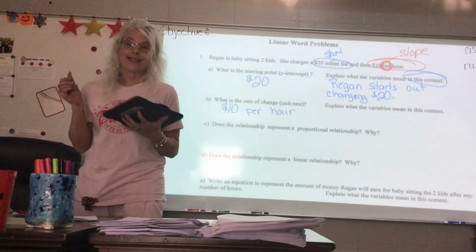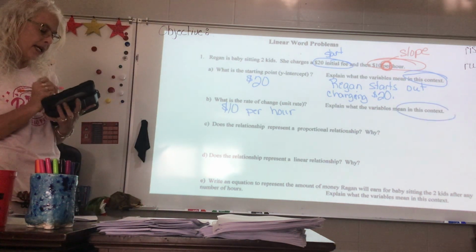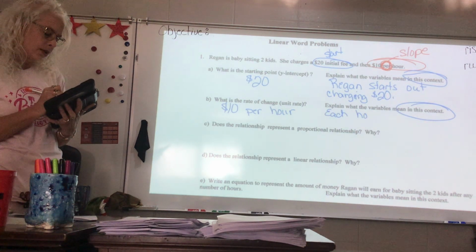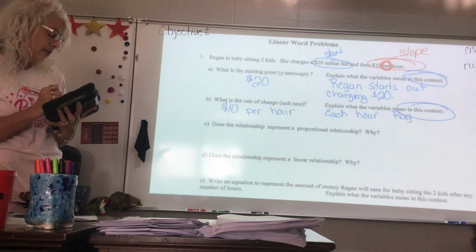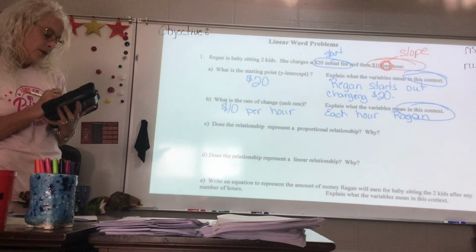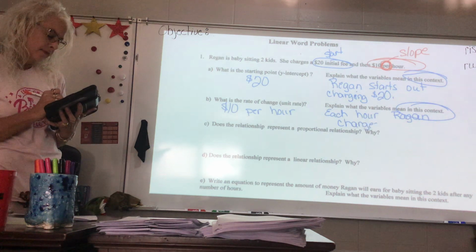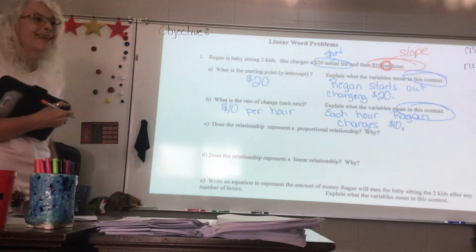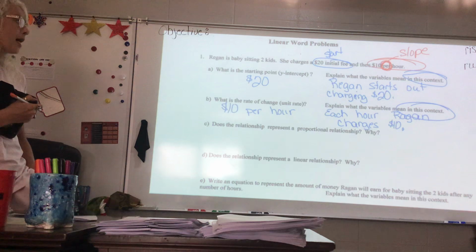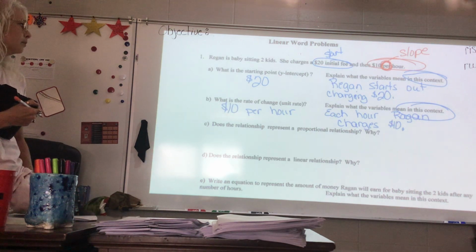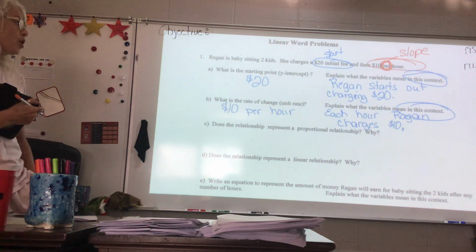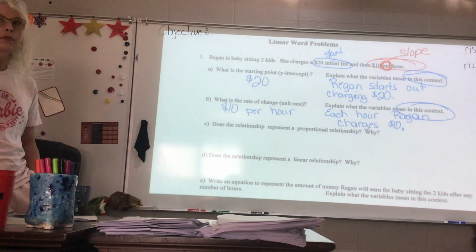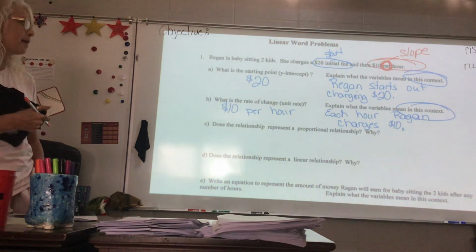Explain what the variables mean, and like I said, it should just be explain what that means in this context. So, each hour, Reagan charges $10. Guys, you don't have to write my exact sentence. You do not have to copy my sentence down word for word. You can just say Reagan charges $10 each hour, or Reagan charges $10 per hour, or whatever makes sense to you, as long as it has the same meaning.